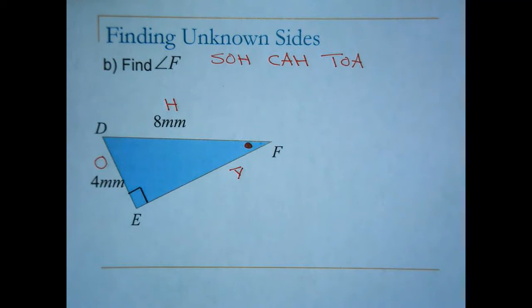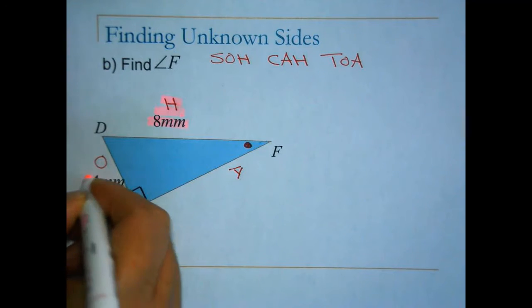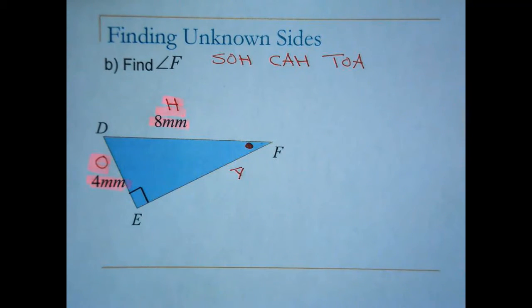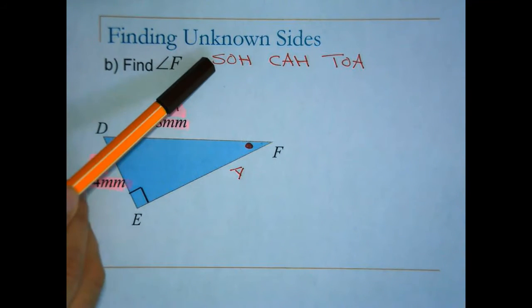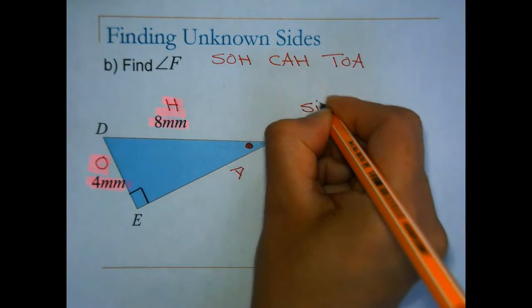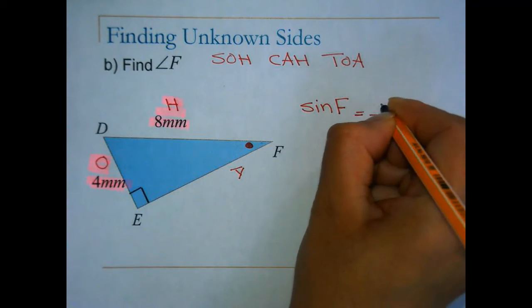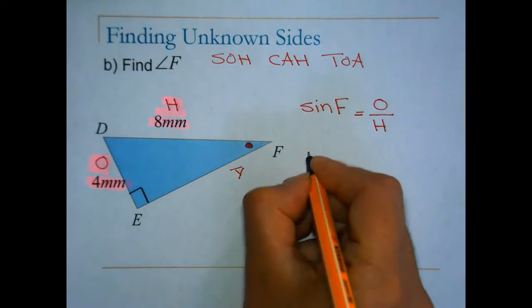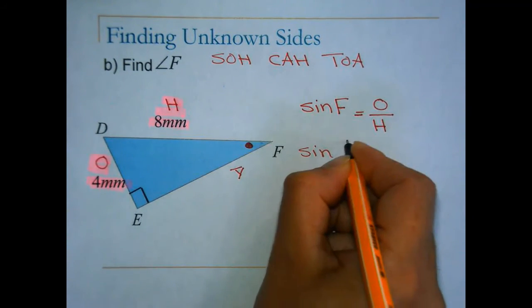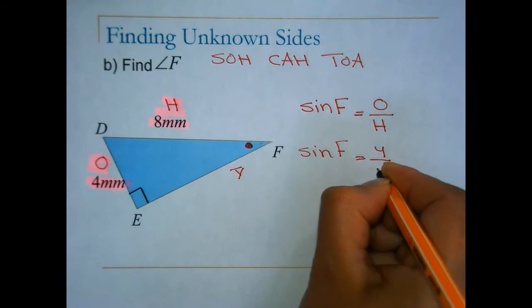Now we are trying to find angle F. We have this side given to us, which is the hypotenuse, and this side, which is the opposite. So opposite and hypotenuse, that means we have to use sine. So sine, which angle are we trying to find? F, equals opposite over hypotenuse. So sine F equals, we substitute values, 4 over 8.